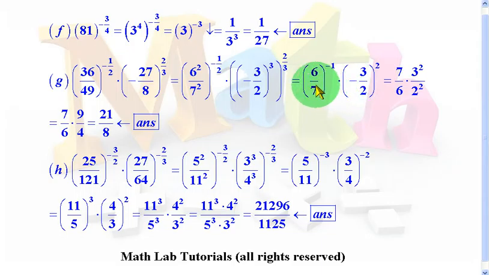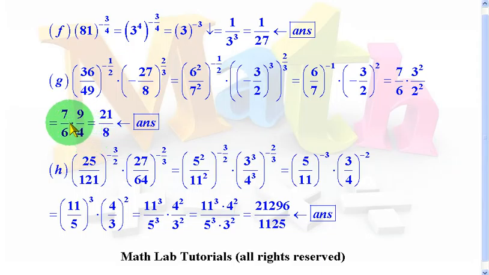And now we can use the flip change sign law over here. 6 over 7 to the power -1 just becomes 7 over 6. And the minus sign squared will give you a positive, so I didn't even write it down. And over here we get a 3 squared over 2 squared using the distributive quotient law. And so again, we continue to simplify. We get 7 over 6, and then 3 squared is 9, and 2 squared is 4.